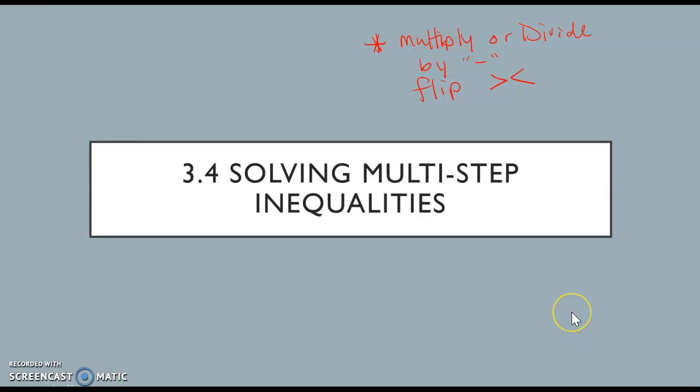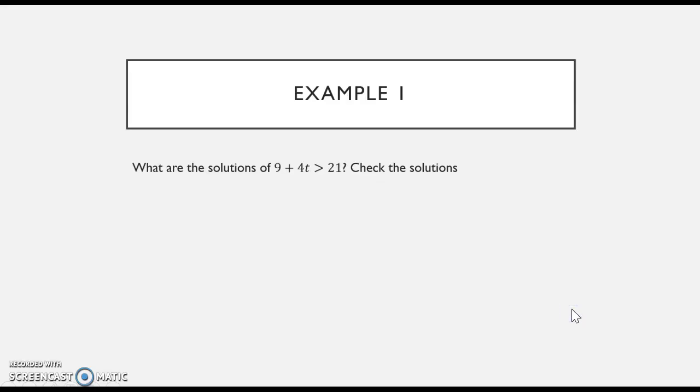So let's get solving. Example 1. What are the solutions of 9 plus 4t greater than 21? So my goal is to isolate the variable. I want to isolate that variable. So I'm going to zero out this 9. Not because this middle is plus, but because the 9 itself is a positive 9. So I'm going to subtract 9 from both sides.